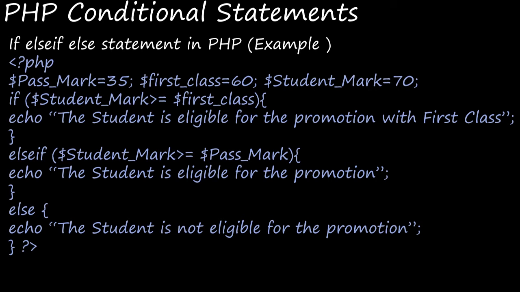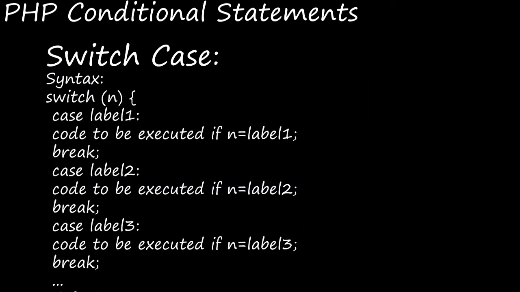Or if both the conditions are false, then we get the third set of statements as the output. Can you see there? The student is not eligible for the promotion. In this else part, we have a statement, right? This statement will be executed. Okay, understood? This is the if else if statement. And the next and last one is switch case.